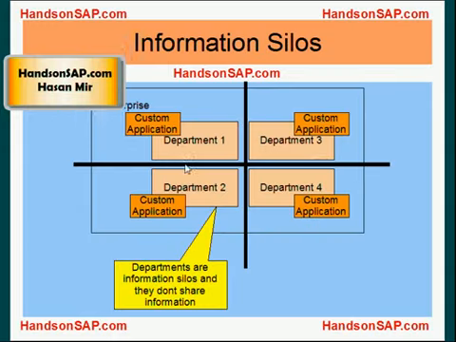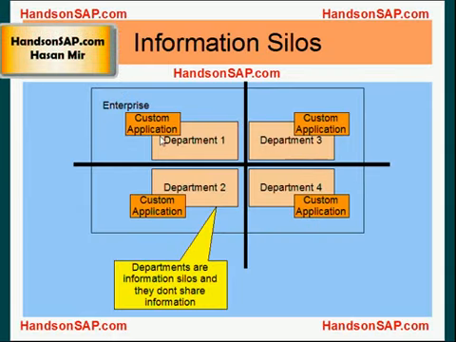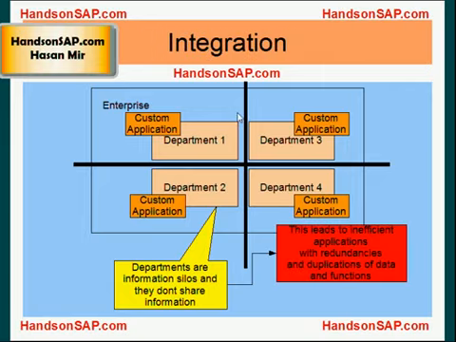Now during the custom application development cycle, departments act as information silos. They don't really share information among each other, because there are usually hard boundaries between the departments of large companies. So this leads to inefficient applications with redundancies and duplications of both data and functions, because when the software for department 1 is being developed, they are building the same features as the software being developed for department 2, and they are not sharing information between themselves.